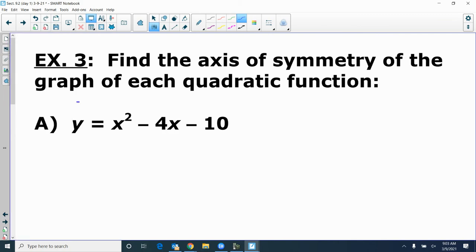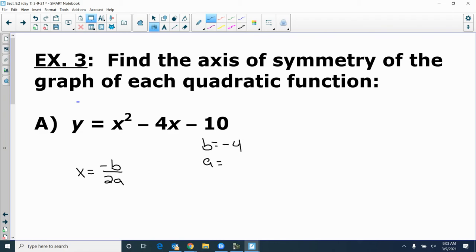Okay, so for this one here, you're going to write down the equation, x equals -b over 2a. You've got to be able to identify the b and the a. All right, Sam, what do you think here for the b and the a? Any ideas? Oh, would be -4. Good, the b is -4. What about the a?